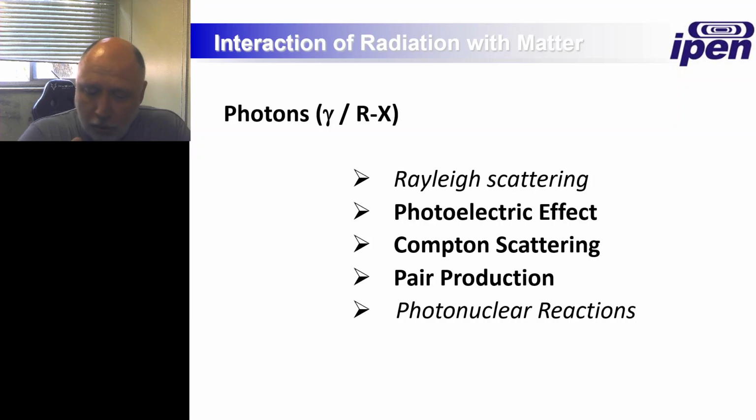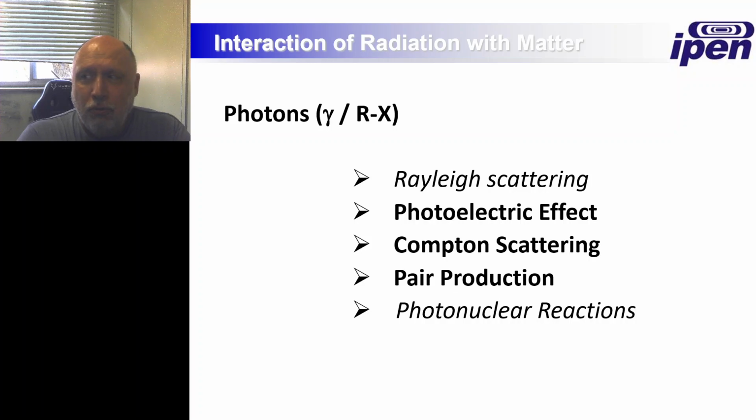It's not simple collision, or simply radiation, right? In fact, photons interact with matter essentially by indirect means. The most important ways are pointed out here. So there's Rayleigh scattering. Rayleigh scattering is when the photon has very, very little energy and it will scatter with the atom as a whole.